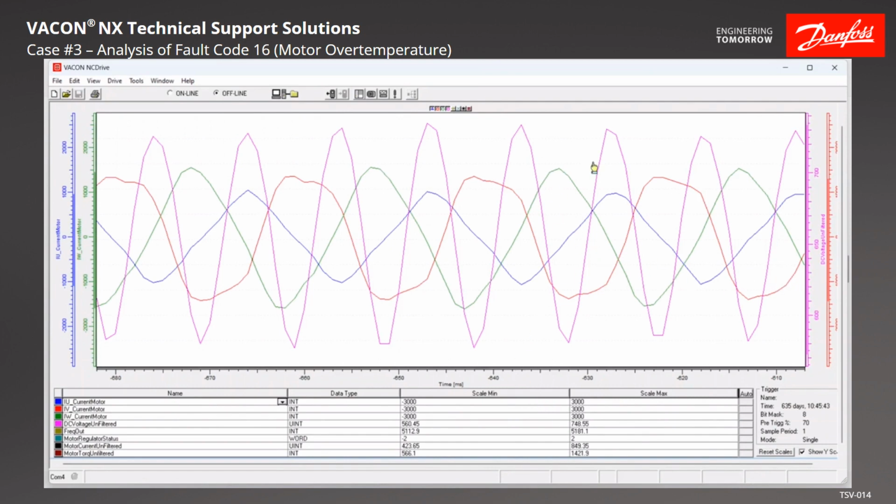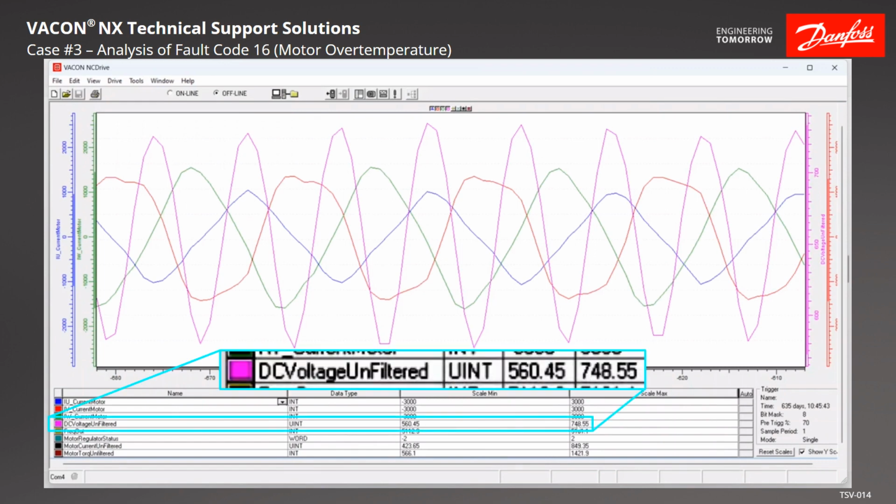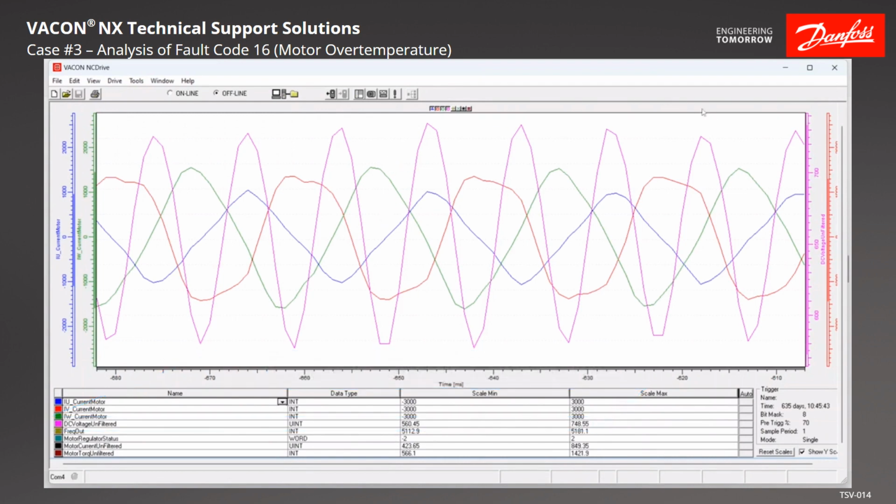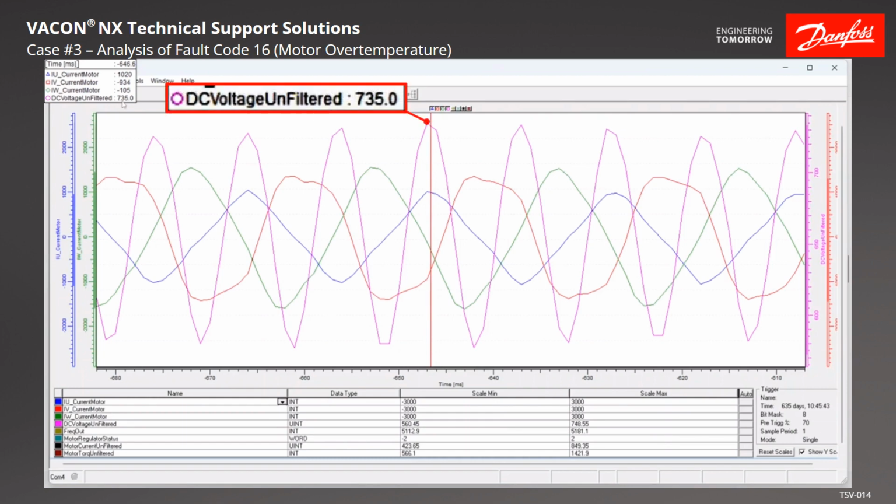First, because it does auto scale, we want to see what the scalings are. It's from 560 to 748 volts. That's a pretty wide range of scale, so that's a pretty high ripple. Let's take a look at what that ripple actually is. We'll pick out one of the peaks here. At the peak we have about 735 volts DC, which is plenty high. Nothing wrong there, but let's go to the bottom.